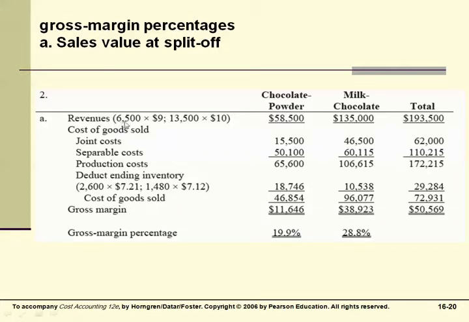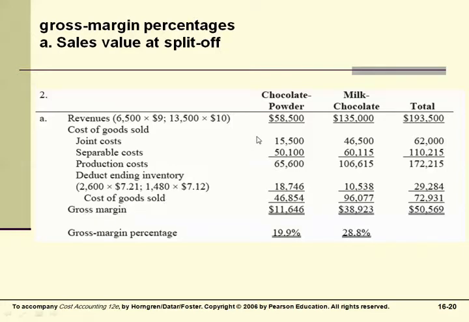All units were 9,100 pounds. Sold 6,500 pounds. So 9,100 minus 6,500 will result in 2,600 pounds of ending inventory. 2,600 multiplied by 7.21, which is the cost per pound, will result in 18,746. So cost of goods sold will equal total production cost minus ending inventory. So cost of goods sold for chocolate powder is 46,854.